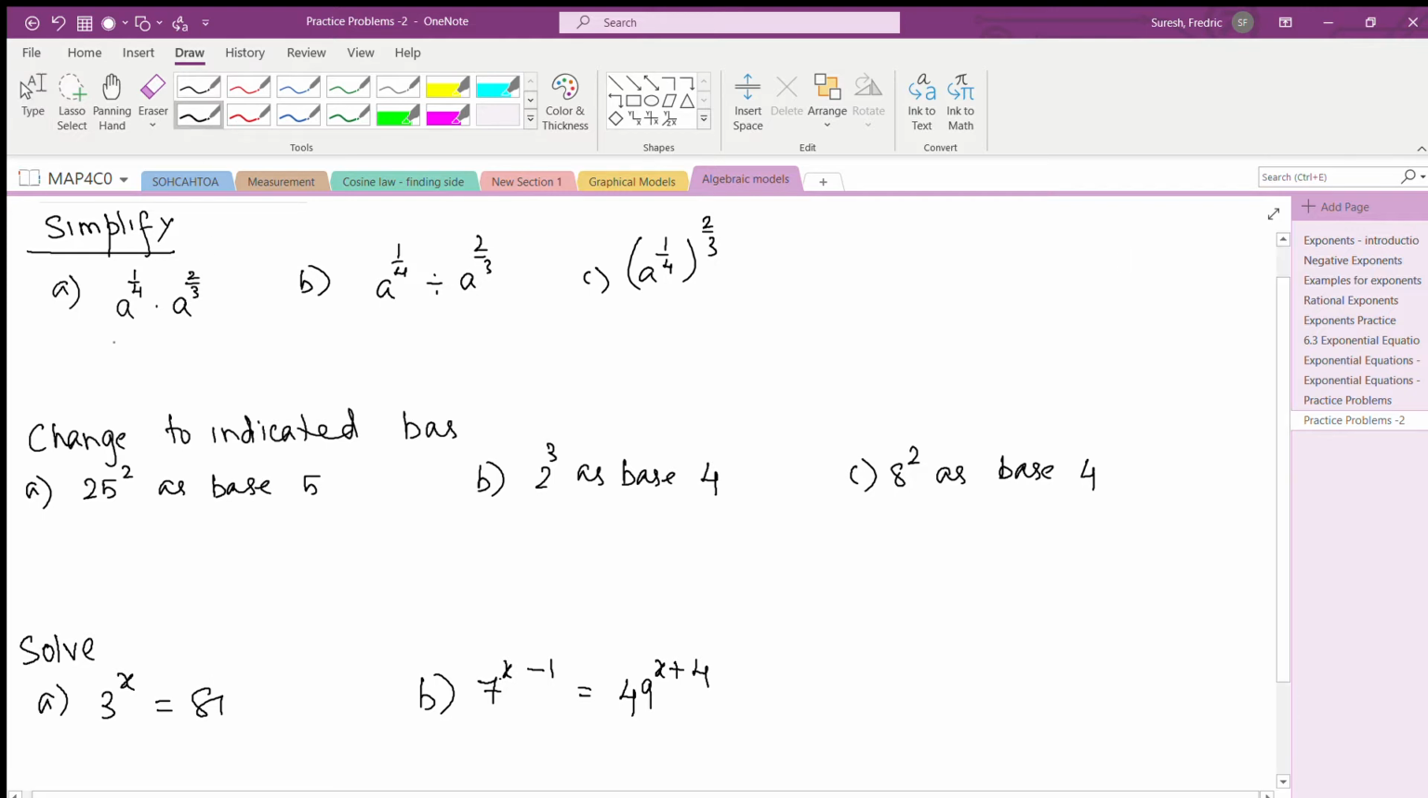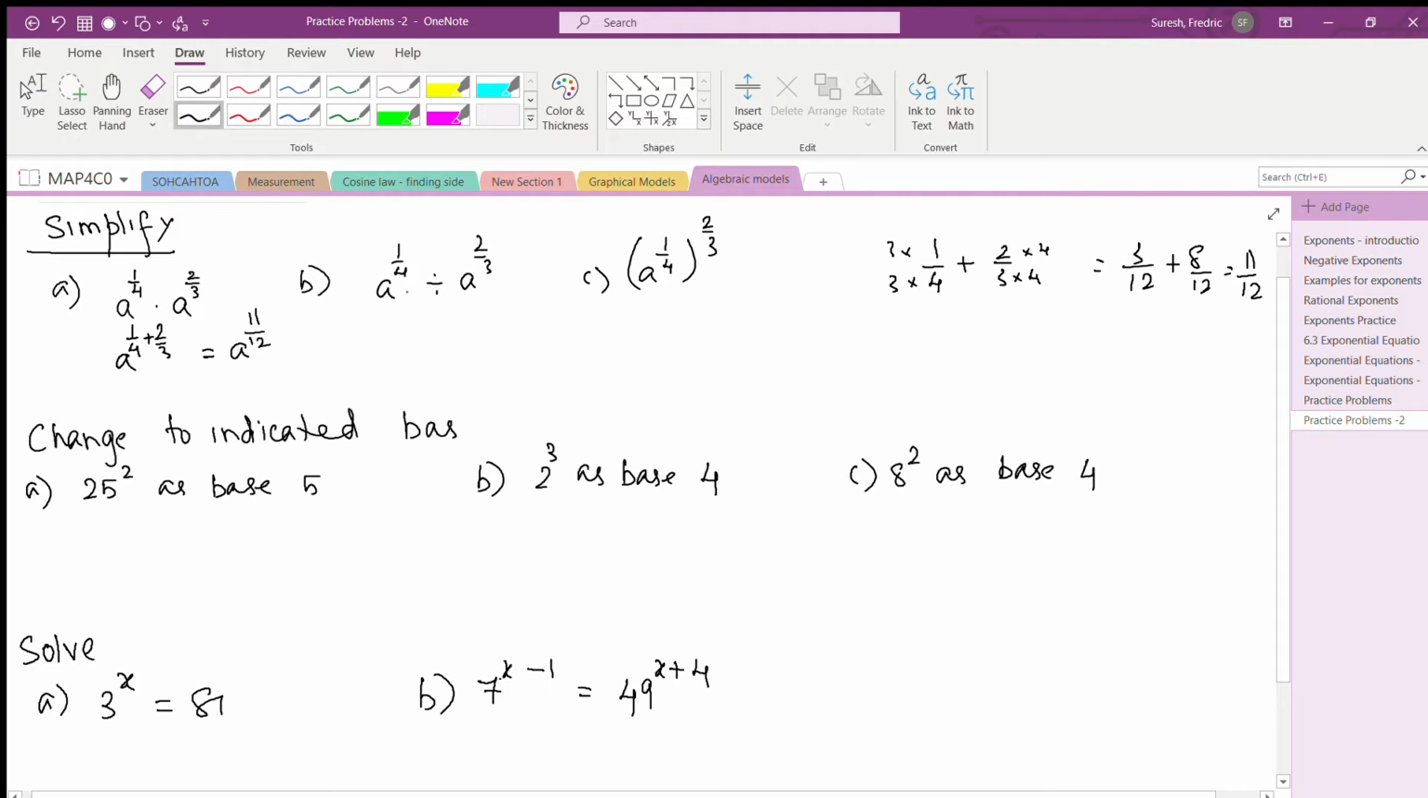So what we do here is we have a product of two exponents, which means we have to add the two powers. So 1 over 4 plus 2 over 3, common denominator is 12. And so we multiply by the 3's and 4's to get the 12. 3 over 12 plus 8 over 12 is 11 over 12. So the answer here is 8 to the power of 11 over 12.